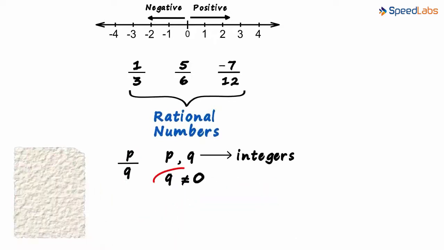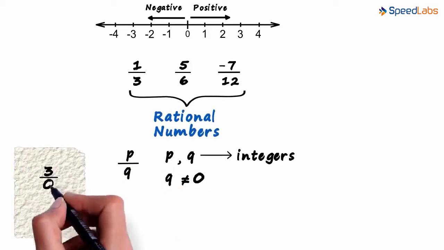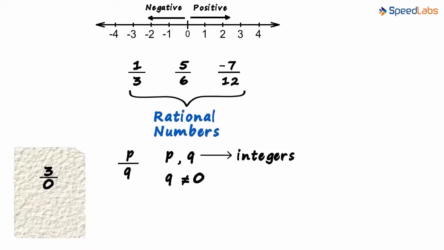Why do we have the second condition? Say I ask you to calculate 3 divided by 0. What would be the quotient? 0 multiplied by what will give you 3? There is no such number. This value is undefined.